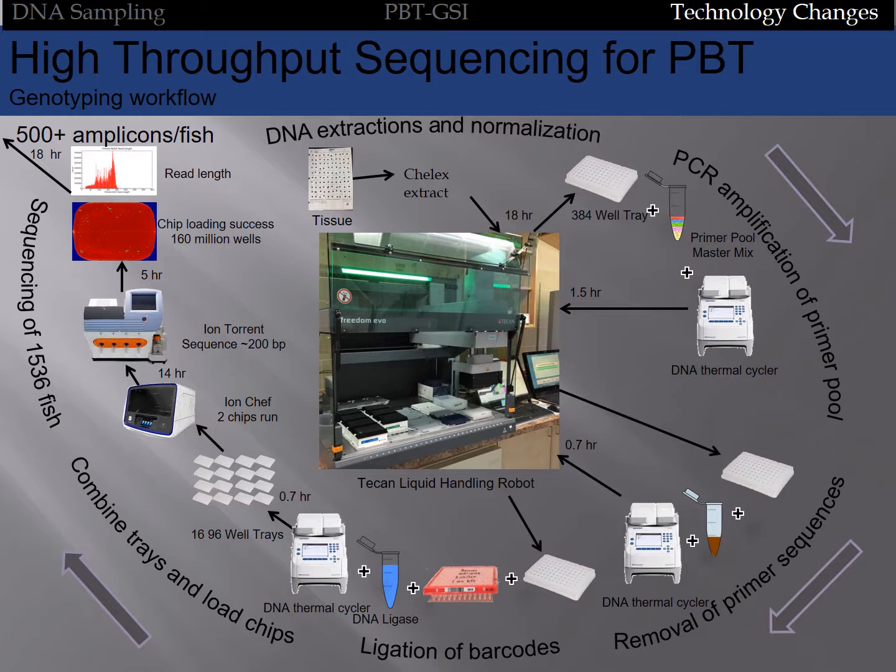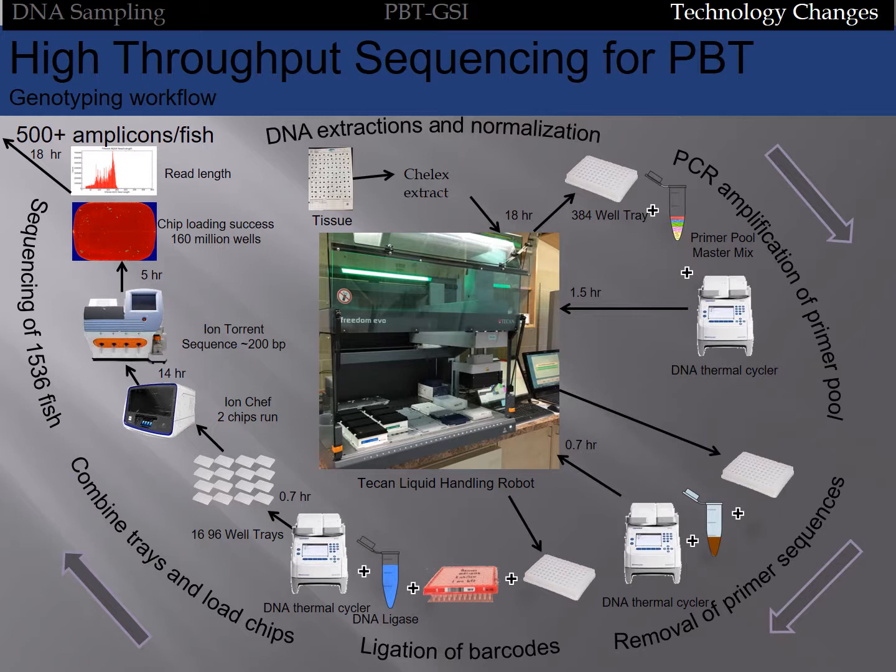Next, I want to walk you through the steps in our high-throughput sequencing for PBT. Sample tissues for sequencing are collected and stored in Whatman sheets. At the top center of the slide, DNA is extracted and isolated from the tissue. PCR is used to amplify short, specific pieces of DNA about 200 base pairs in length. A cleanup step after amplification removes all the pre-products from the reaction, leaving the amplified DNA fragments called amplicons. These sequences contain our target SNPs.